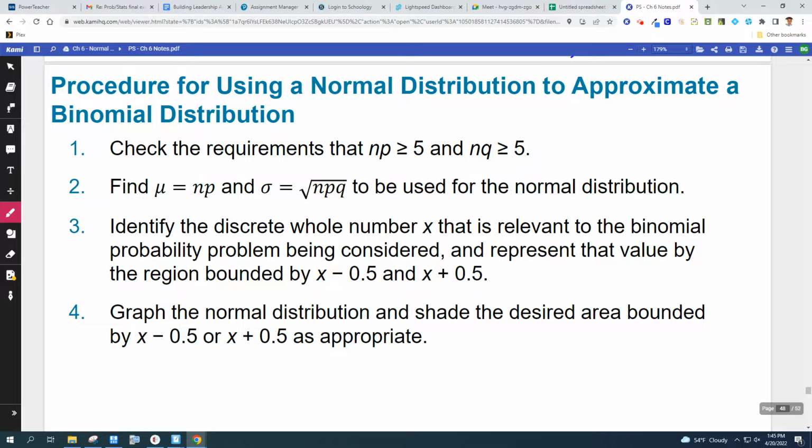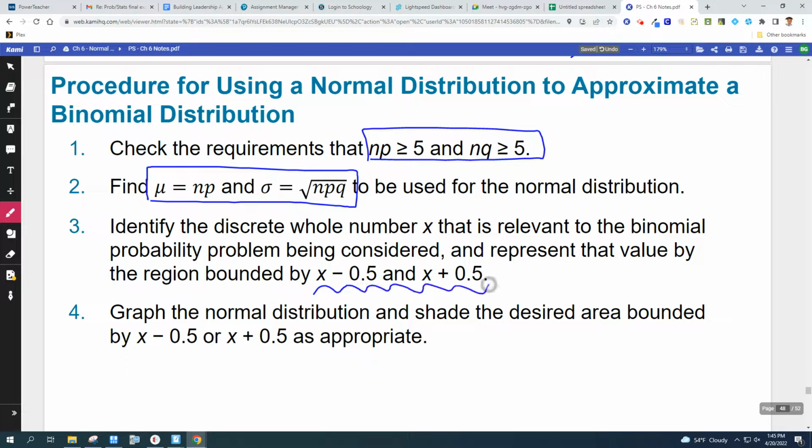Procedure. Number 1, check these requirements. Number 2, find your mean and your standard deviation. Number 3, we're going to use that continuity correction. And this is going to change our numbers slightly.